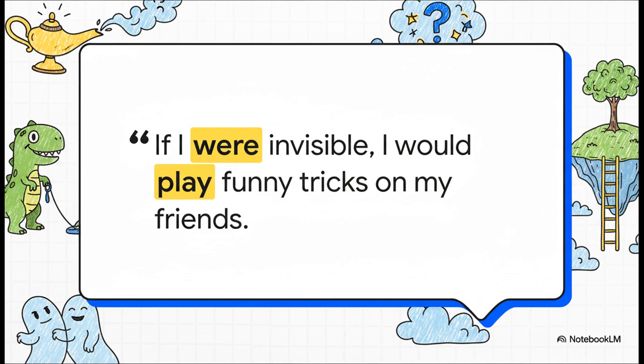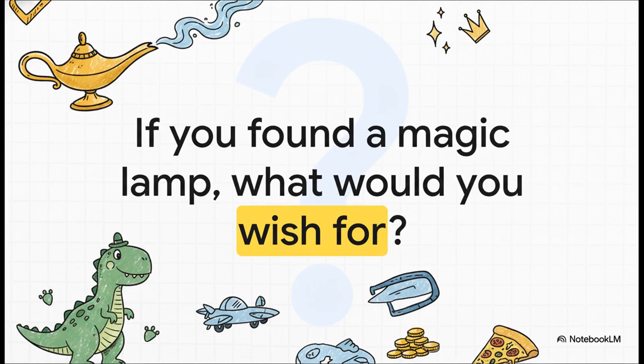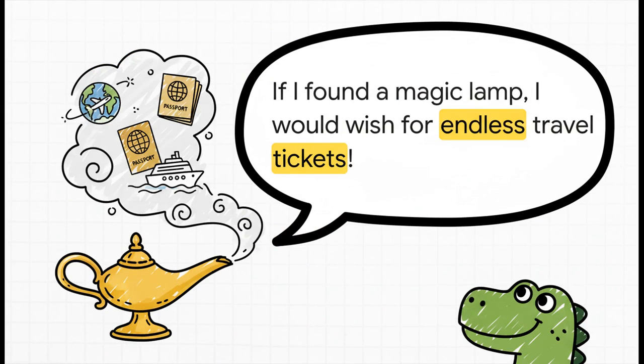Awesome job. All right, we're back to our magic lamp. Now that you know the rule, how would you answer? I'm going to give you a moment to think and say your full sentence out loud. Don't be shy. Give it a try. So, what did you come up with? For me, it's easy. If I found a magic lamp, I would wish for endless travel tickets. See how that works? If I found, I would wish. That is the second conditional doing its magic.